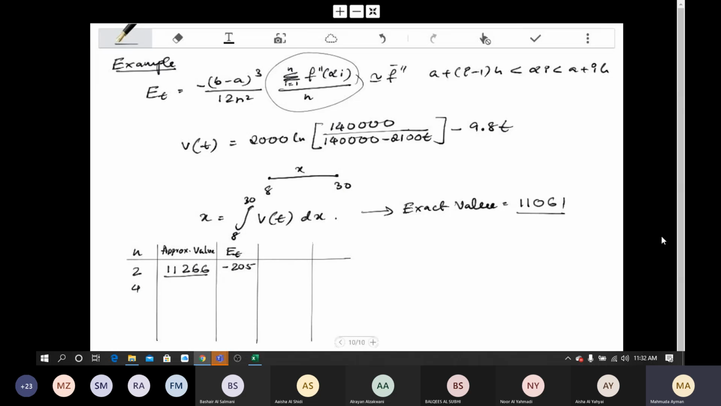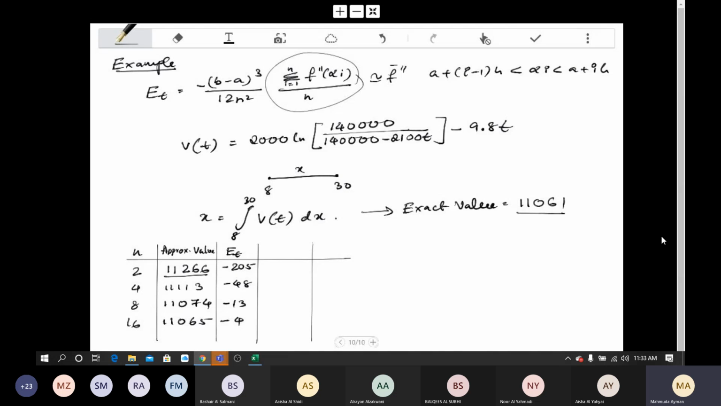And if you have four segments, the approximated value is 11113. I'm increasing the number of segments by double. So when you have 8 here, you have 11074, and when you have 16, you have 11065. And for the true error, when you subtract, you get minus 52, minus 13, and minus 4.